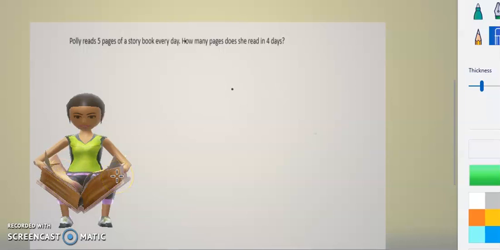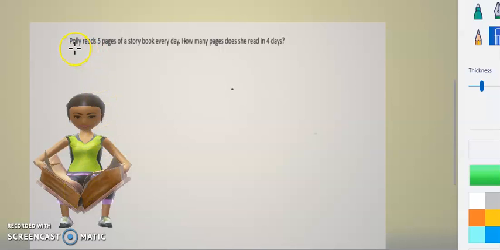So to help Polly read this book, she only reads 5 pages a day. Every day she picks up this book and reads 5 pages out of the entire book. If she continues like this, she's going to finish reading the book eventually, right? Because it's a lot of pages. So she reads 5 every day. Now we understand that this is Polly, this is her huge book, and she reads 5 pages of the book every day.